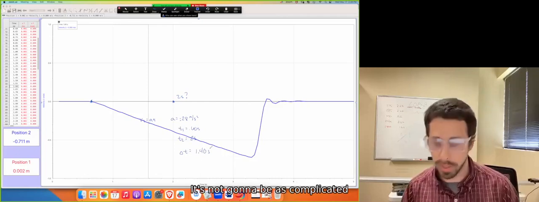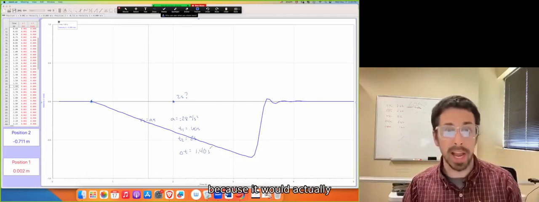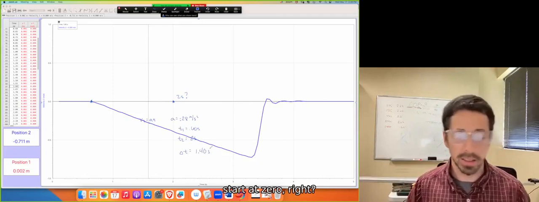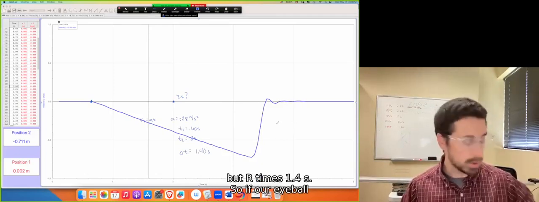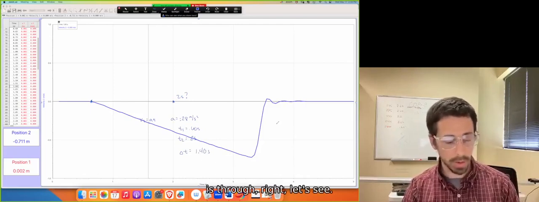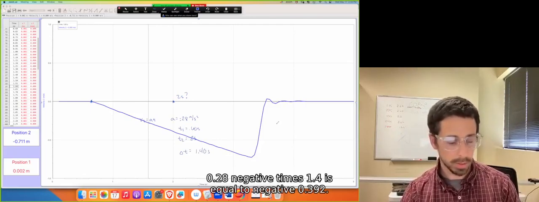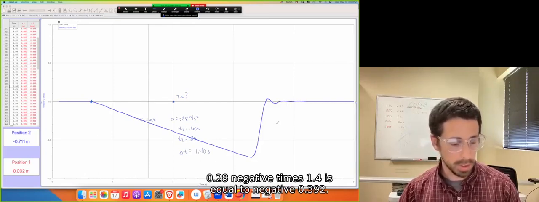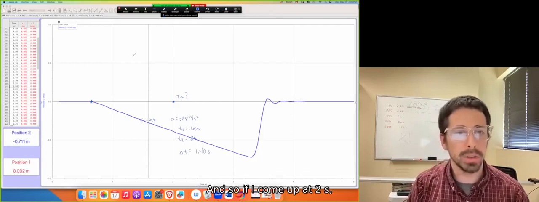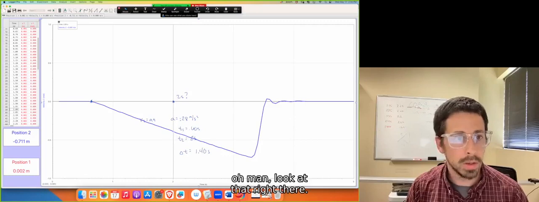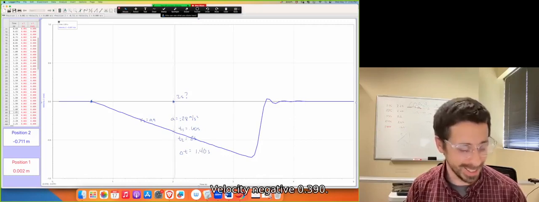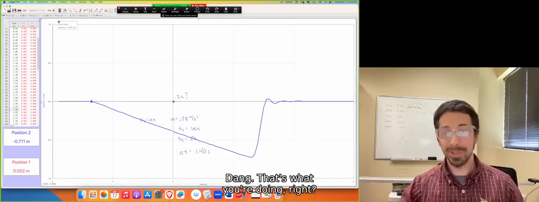When you do your problems, it's not going to be as complicated because it would actually start at time t equals 0. But our time is 1.4 seconds. So if I pull this through, negative 0.28 times 1.4 is equal to negative 0.392. And if I come up at 2 seconds, oh man, look at that. Velocity negative 0.390. See, that's what you're doing.